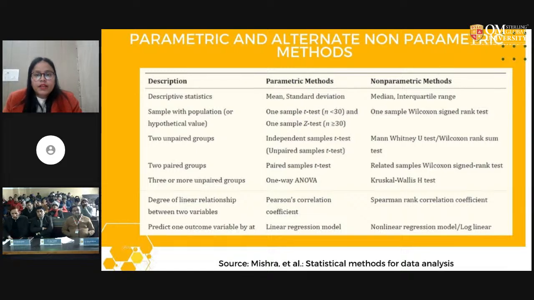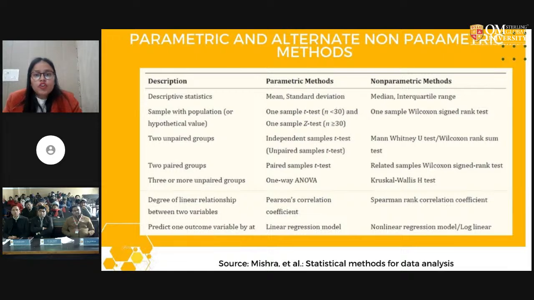Next is the two paired group test, where the groups are paired to each other. I'm going to discuss in the next slides what an unpaired group is and what a paired group is. In paired groups, we have the option of the paired sample t-test, and in the non-parametric method, we have the related sample Wilcoxon signed rank test. So this table gives you information about the type of objective you want to achieve, and then the decision whether you can use a parametric method or the alternative non-parametric method.